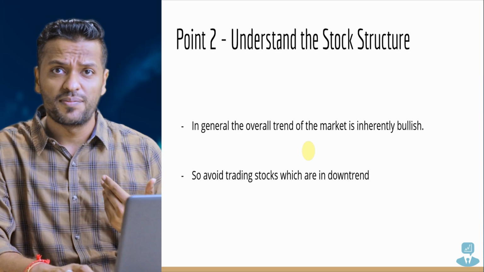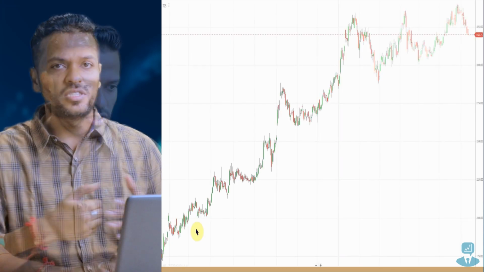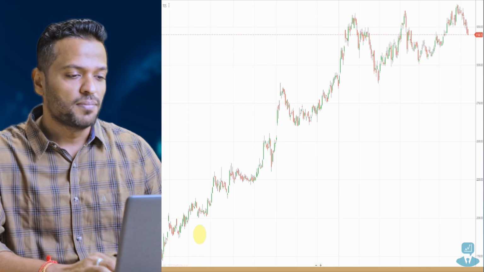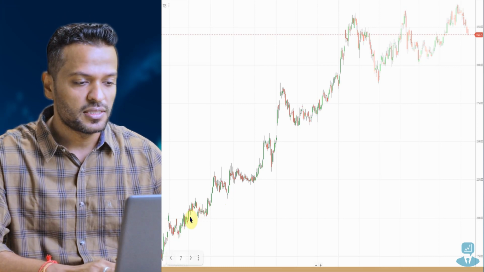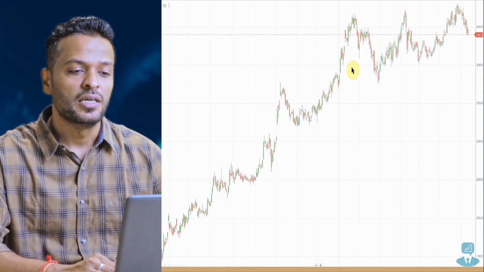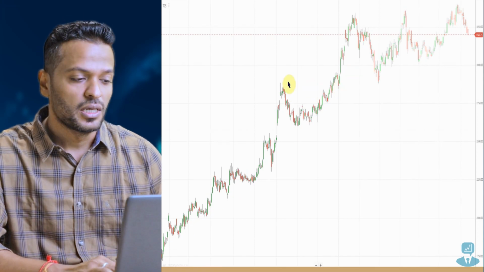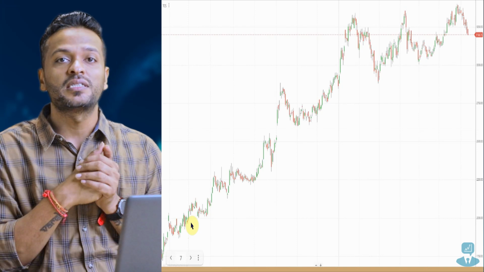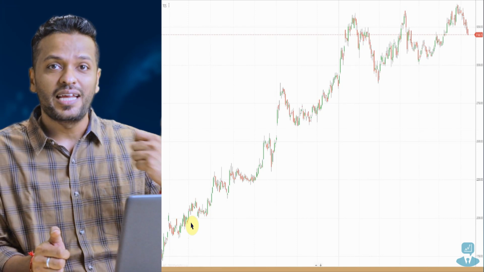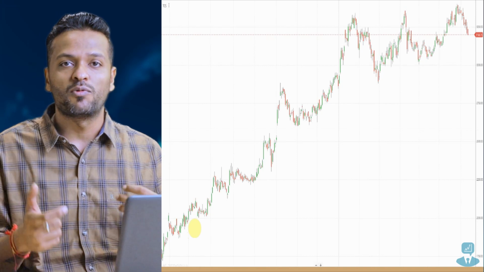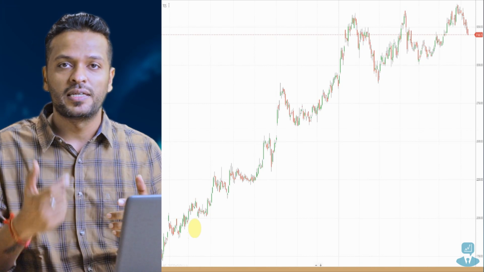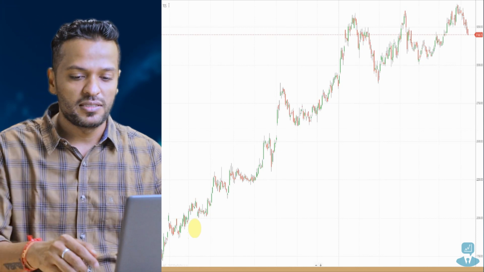Just to give you a couple of examples. If you look at the screen, this is a chart of TCS. The overall sentiment of the market is looking inherently bullish. We are regularly seeing the market making new highs. You do have spans when the market comes down, but in general the sentiment of the market is bullish. So try to invest in scripts which are in line with the momentum of the market and which replicate the performance of the index in their share price performance. This is one example, TCS.